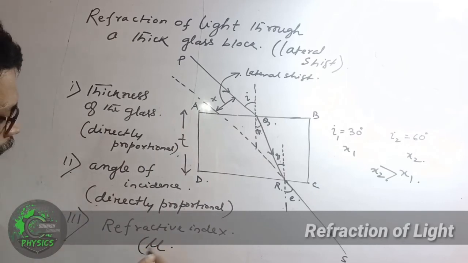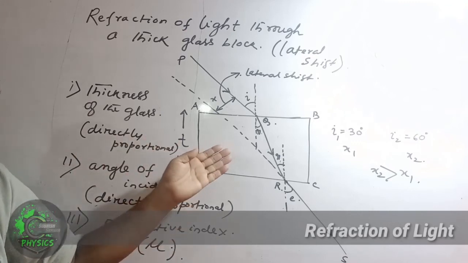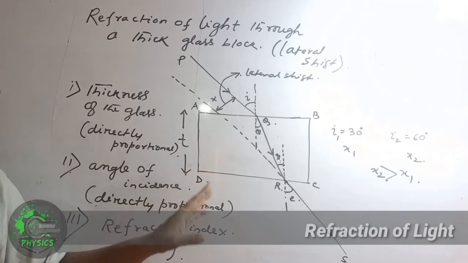The refractive index is denoted by mu. So the higher the refractive index, if the refractive index of the medium is more, the lateral displacement will be more. Since the refractive index increases with the decrease in wavelength of light, the lateral displacement increases with the decrease in wavelength of light. So it can be seen that lateral displacement is more for violet light and lateral displacement is less for red light.